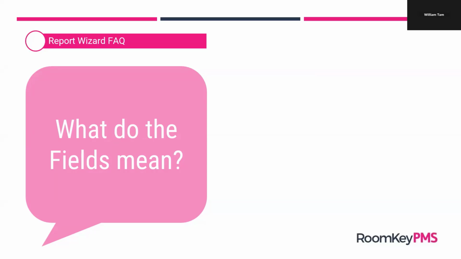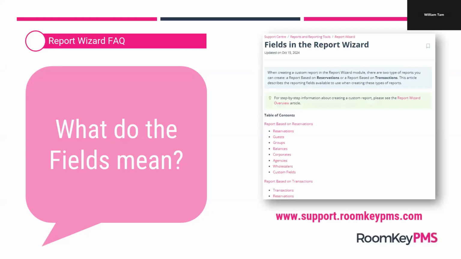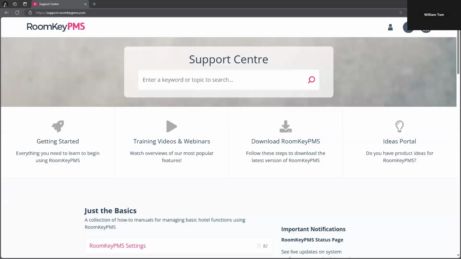So, what I've done is in our support website, I've actually created a brand new support article called Fields in the Report Wizard. And this actually lists off all of the fields that are available in the report wizard, and it gives a definition for each of those fields. Now, this is available from our support website, so that's support.roomkeypms.com. Let me just pull up our support website and show you where you can find this.